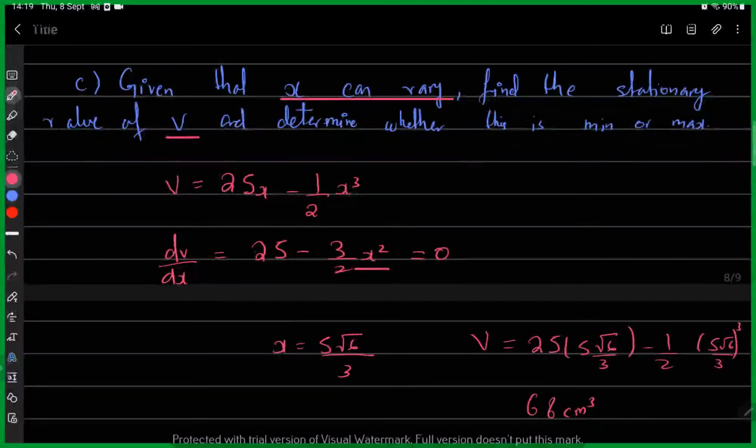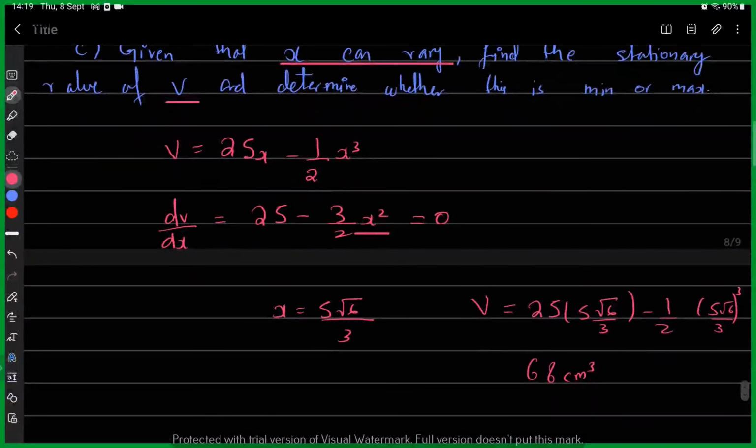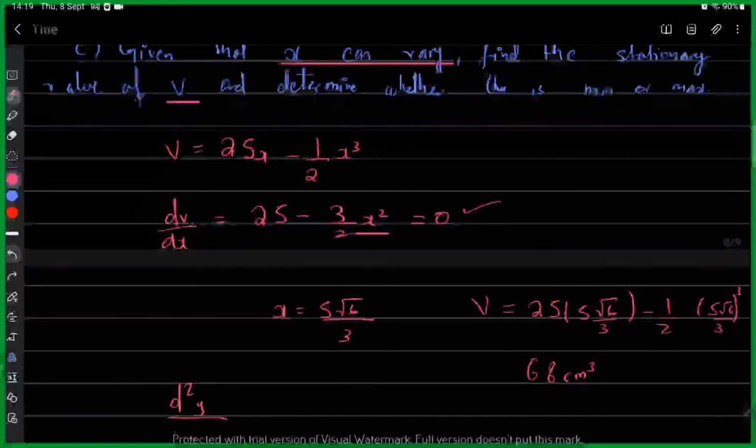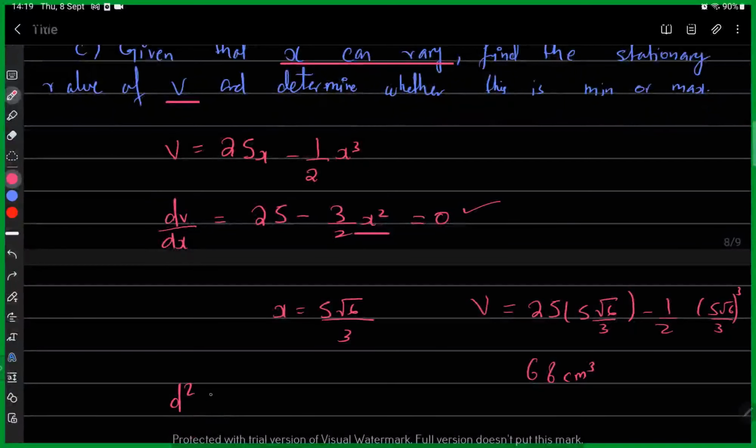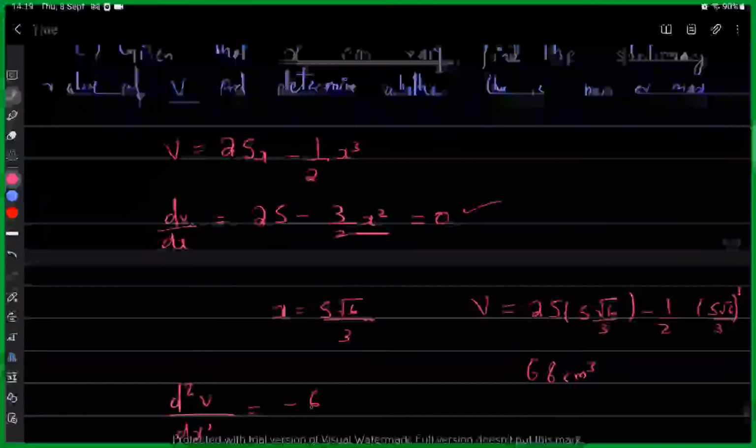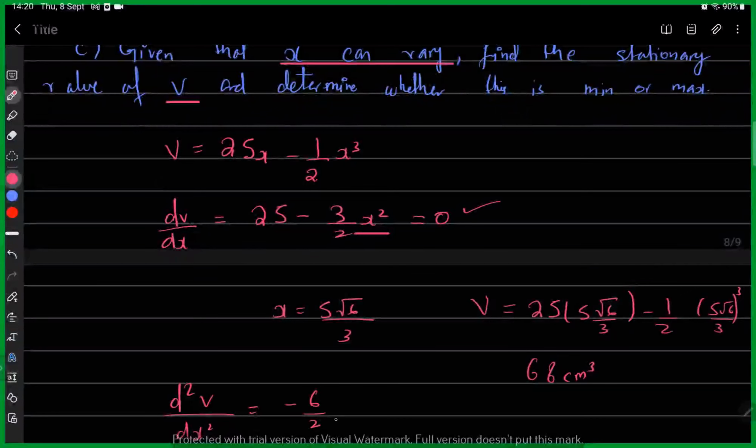Next part says determine if this is a minimum or a maximum point. So how do we determine that? By differentiating it again, by finding the second order derivative and then by plugging in the x coordinate. Okay. So if I find the second order derivative, it's V basically, it's not y. It's d2V by dx2. And that is going to give me negative 6 by 2x. That's negative 3x.